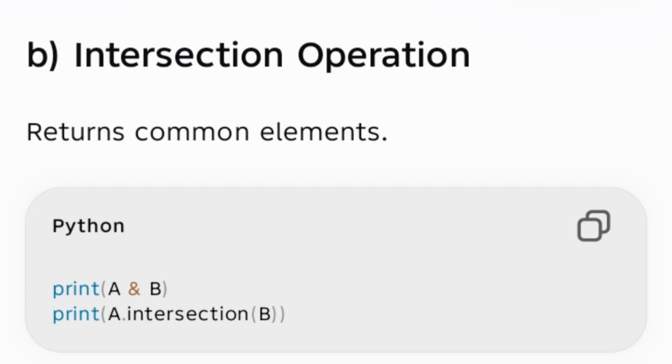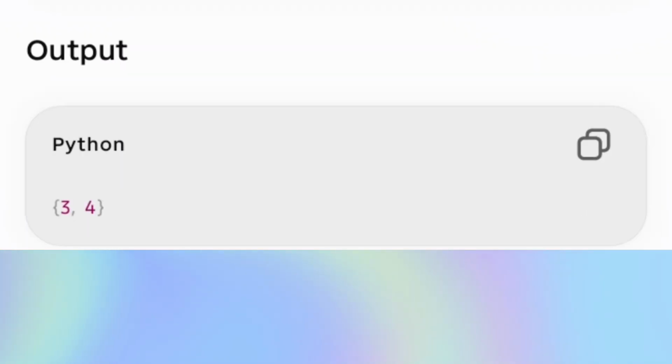Intersection returns the common elements of A and B. A intersection B. Let's see the output. Yes, the common elements in both the sets are 3 and 4.